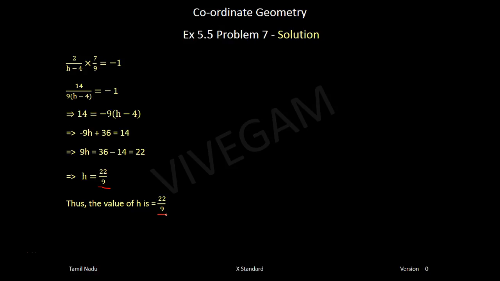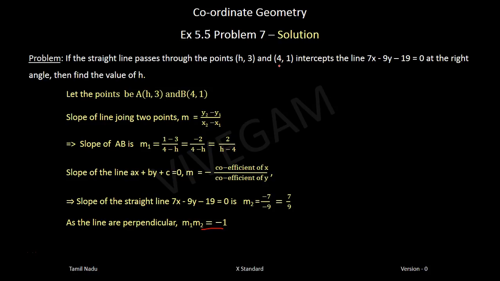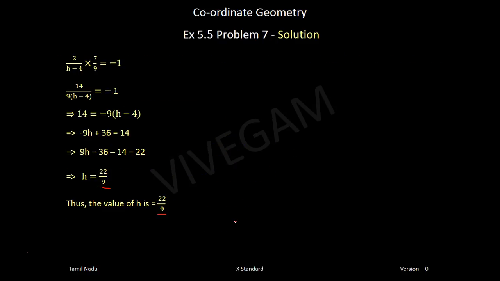Let's recap it one more time. Using these two points and the two-point form, you get the slope of the straight line. Then using this equation, you get the slope of the other line using the formula m equal to minus coefficient of x divided by coefficient of y. You have two slopes and these two lines are perpendicular to each other, so this into this will be equal to minus 1. Using that, you get an equation in h. Solve this equation to get the value of h. That's all it is. I hope I made this problem easy for you. If not, please take one more look at the video. Thanks for watching this video.